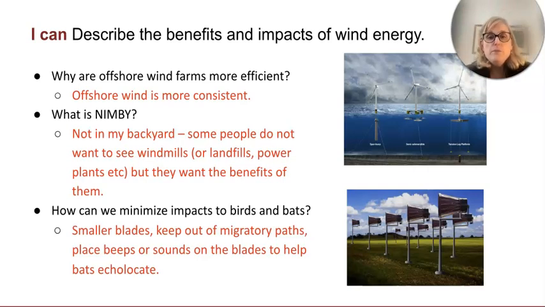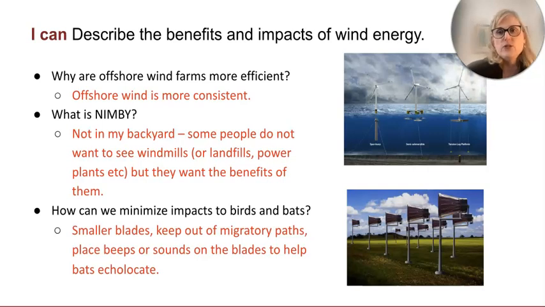How can we minimize impacts to birds and bats? Because birds and bats hit windmills, which is bad. We want bats. Bats are super important to eat pests and bugs and to help our crops and our food supply. And so we don't want to hurt these critters. They're super important ecologically. So there's a lot of experimentation.